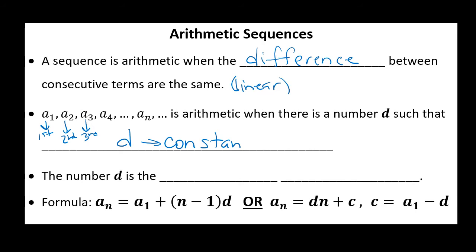And you can almost think of d as slope. If we want to compare this to something we already know, you can think of d as slope. However, a sequence is really a list of terms. So instead of having a continuous graph, we're just going to have a series of numbers. So d is actually called the common difference.